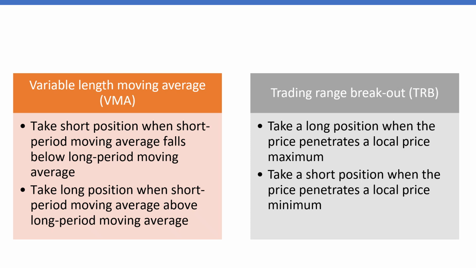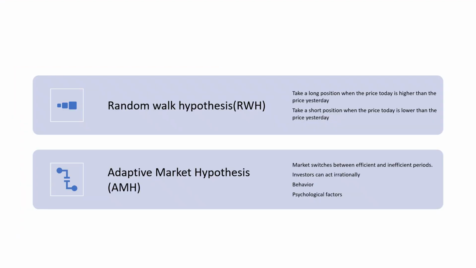Another technique, referred to as a trading range breakout, or TRB technique, is to take a long position when the price penetrates a local price maximum and to take a short position when the price penetrates a local price minimum. In a weak form market efficiency environment, TRB has been observed to be the least risky choice of investment techniques compared with VMA. The random walk hypothesis, or RWH, asserts that asset price patterns are random and that charting of prices is not relevant due to patterns not being predictable.